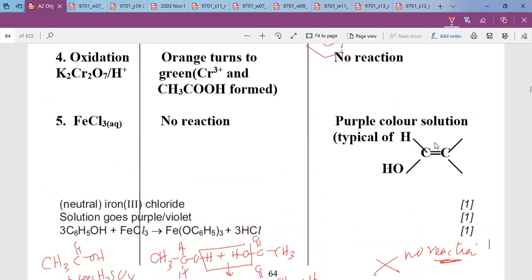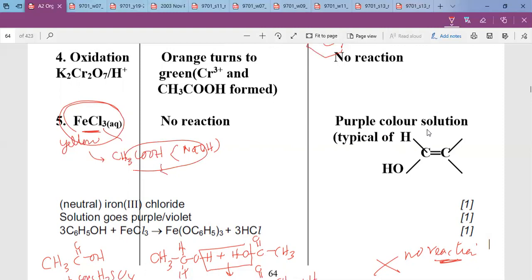One more thing. FeCl3 is very common. This is done in Form 5 actually. You do IGCSE. FeCl3 is a yellow solution. Now you put this into carboxylic acid. All those IGCSE, you should know. And you put some NaOH inside here, and you put it drop by drop. You get this whole thing turning from yellow to orange color.